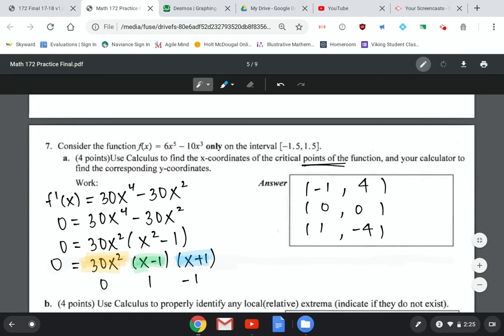In A, you are not looking at the endpoints at all. A is not asking about the endpoints. Endpoints are not critical values. Critical values are mins, maxes, or points of inflection. Okay, there we go.